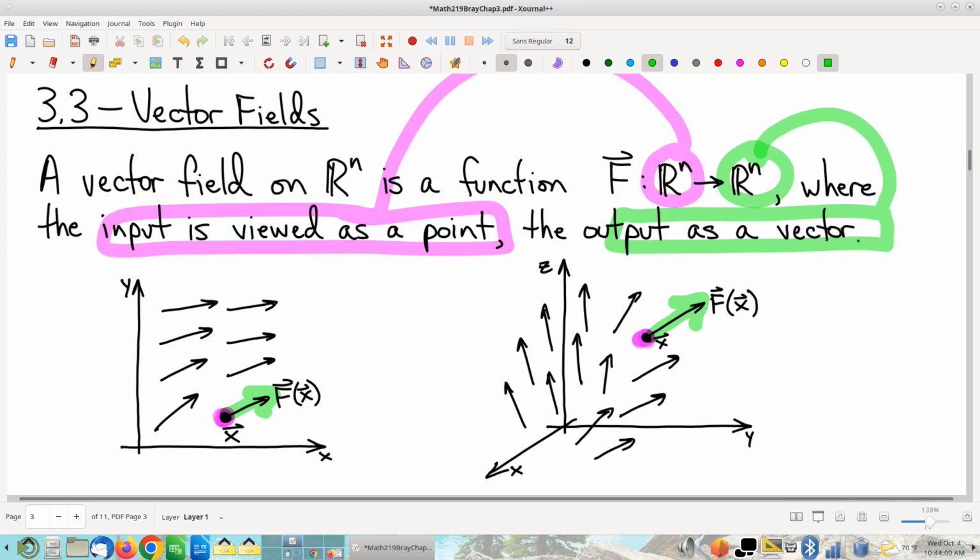Okay, so that's all it is. A function that we draw in this weird way where the input is represented as a point, the output is represented as a vector, and in particular you'll notice, and this is also part of how we view vector fields, the arrow that we draw representing that output vector has its tail at the point that was the input point that led to that output. Is that cool? Everybody happy?